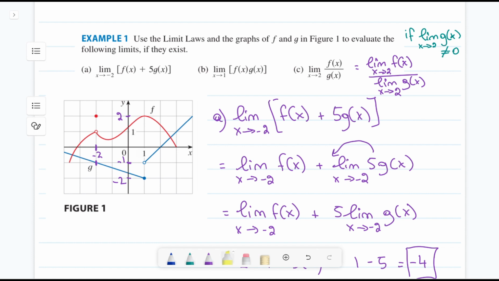So let's look at our graph. As x approaches 2, 2 is here on the graph. We can notice that from the right hand side it gets really close to 0, and from the left hand side it also gets really close to 0. So in such a case, the limit of g of x as x approaches 2 is equal to 0, so we cannot use this property.